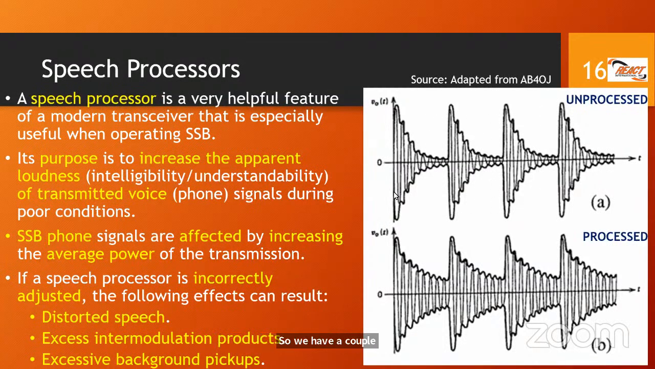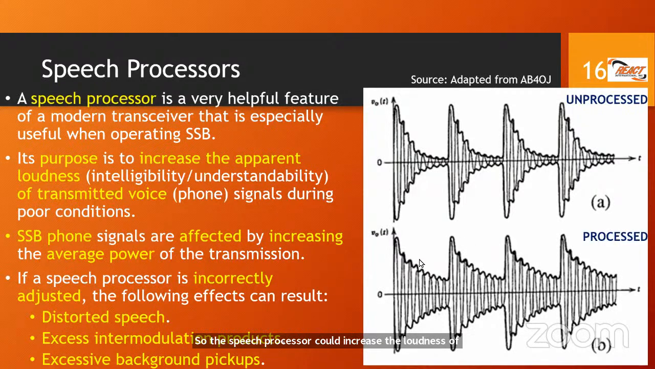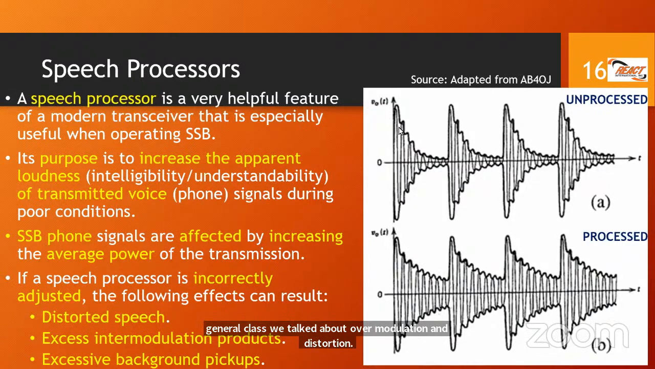So we have a couple of diagrams here showing you unprocessed speech. Imagine that you're speaking and this is a waveform of your speech. Notice how it's pretty much low. If we turn on our speech processor, notice that what was a low waveform is now a bit higher. So the speech processor can increase the loudness of your voice, but at the same time you don't want it to overly increase it. Remember, previously in the technician class and earlier in the general class, we talked about over-modulation and distortion if you drive your audio level too high. But you don't want it to be underdriven either.